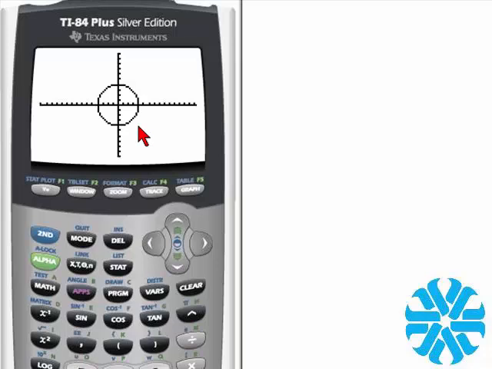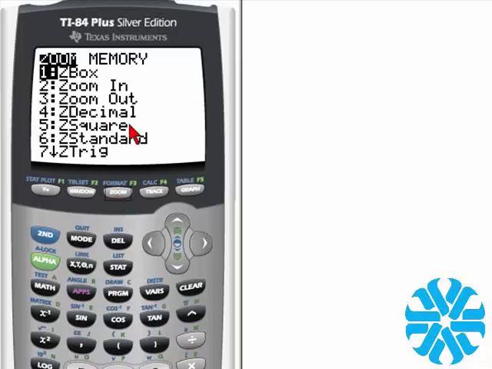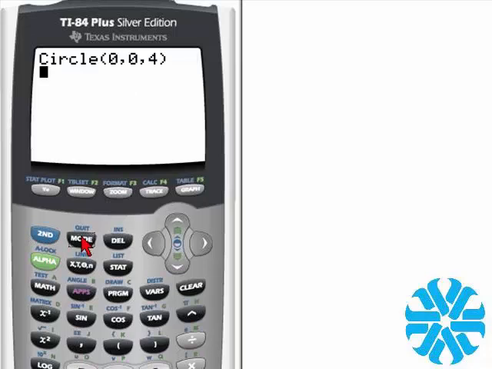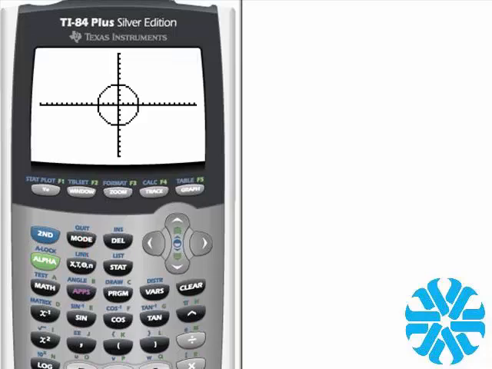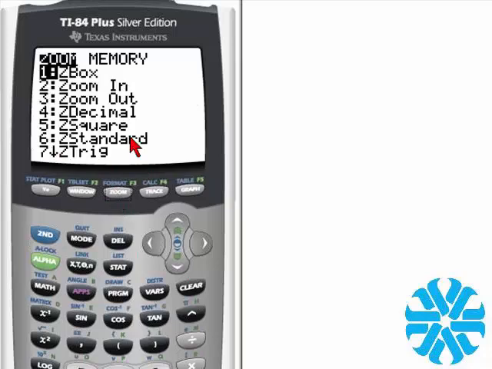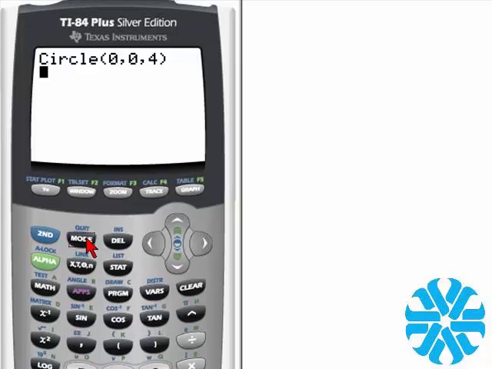Now, since we're already in the z-square mode, remember, let's hit the zoom button. Number 5 is z-square. Let's quit out of this, and we'll hit enter again. It's automatically going to graph the circle in the z-square mode, and it looks like a circle instead of an ellipse. If we were in the z-standard mode, number 6, it would look like an ellipse. So let's quit out of this and hit enter to go back.